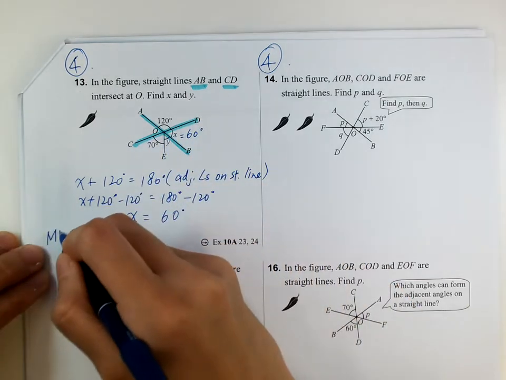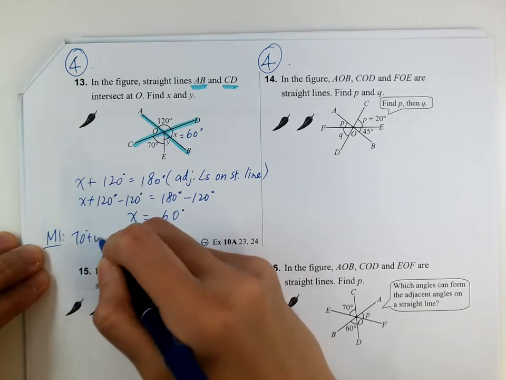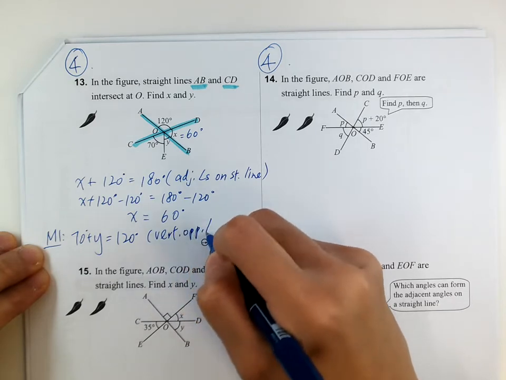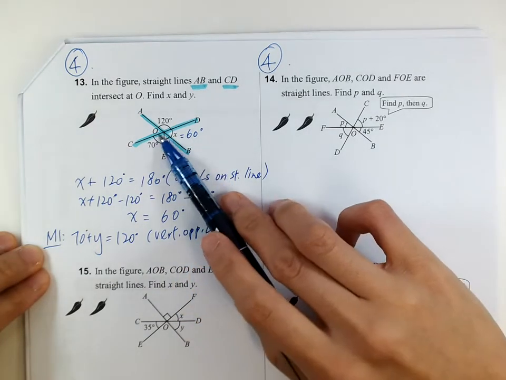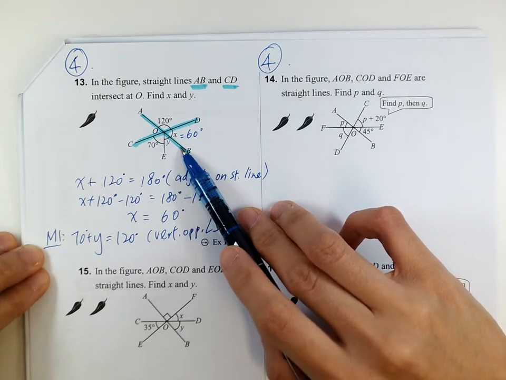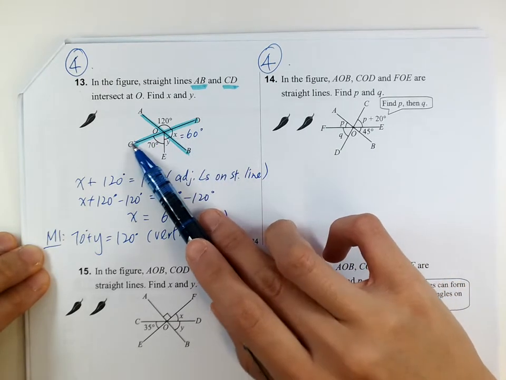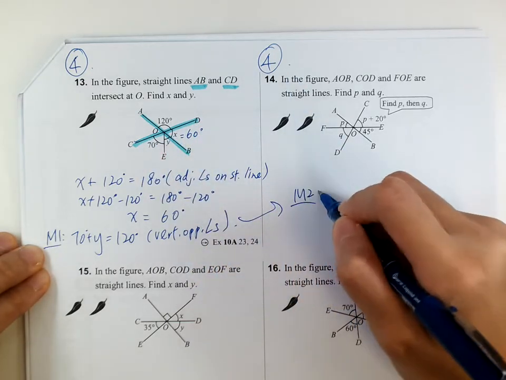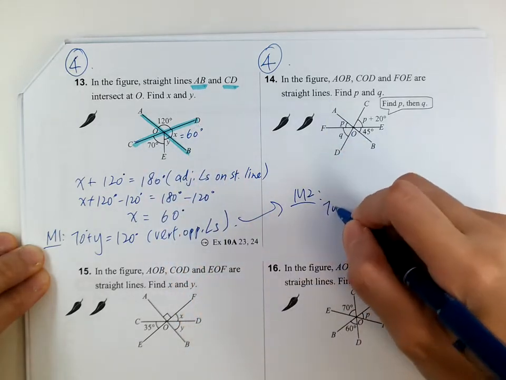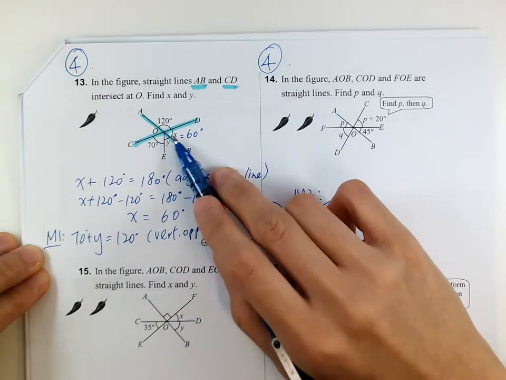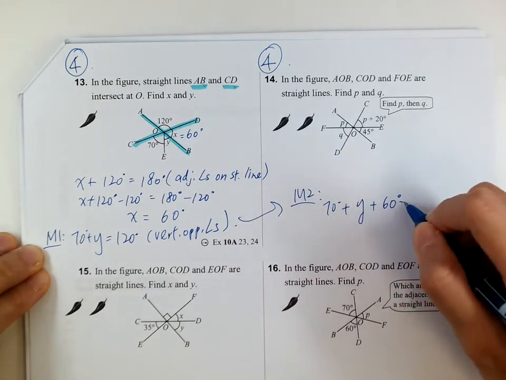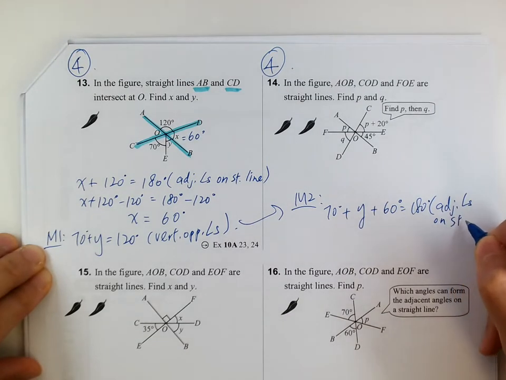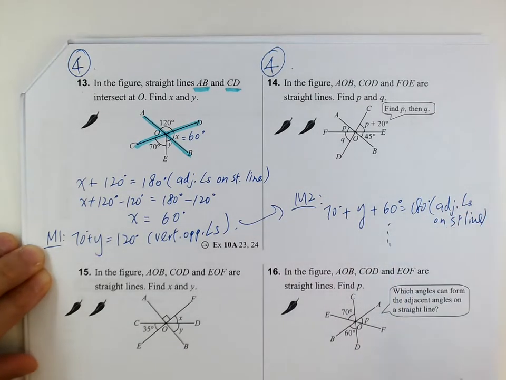Okay, method 1: 70 plus y equals 120, vertically opposite angles. Okay, so if you don't like using the vertically opposite angles, you can also use the straight line CD. So if you use the straight line CD, method 2, it will be something like 70 plus y plus x, which is 60, equals 180. Then you can find out the value of y.